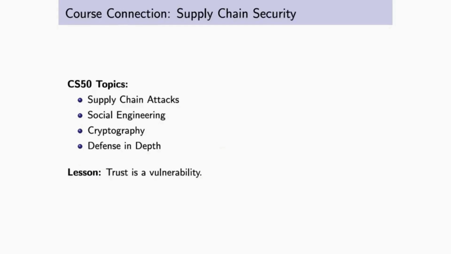This incident directly connects to our course material. First, supply chain security. We trust software maintainers implicitly, but trust is a vulnerability. Second, social engineering, the 2-year trust-building campaign. Third, cryptography, the backdoor specifically targeted RSA key verification, a core cryptographic primitive. And finally, defense in depth. Organizations that relied solely on SSH for security would have been completely compromised.